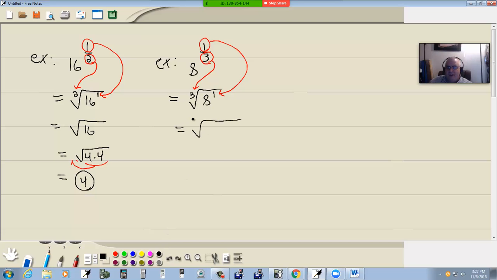Now the cube root of 8. 8, if I were to do the prime factorization, is 2 times 2 times 2. Now our index is 3, which means we're looking for a set of 3 of something. Here's 3 2's, so those 3 2's are going to come out in front as a single 2. And that would be our answer.